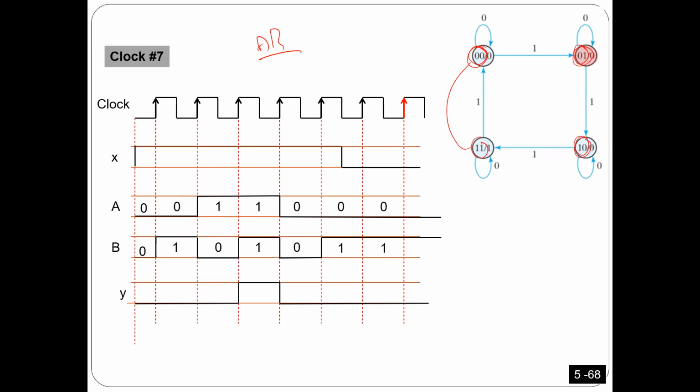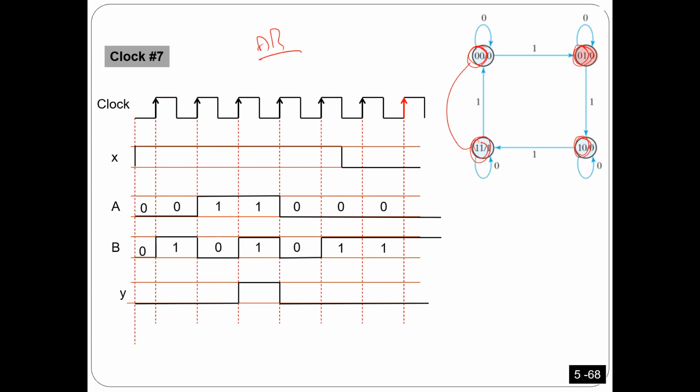Number 1, number 2, number 3. What is this? It is a counter. You are counting 0, 1, 2, 3, 0, 1, 2, 3, and so on. Make sense? Now I want to understand what X is doing.